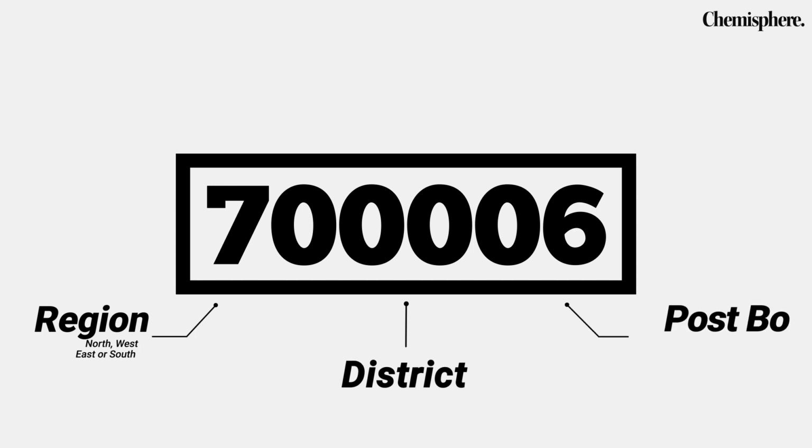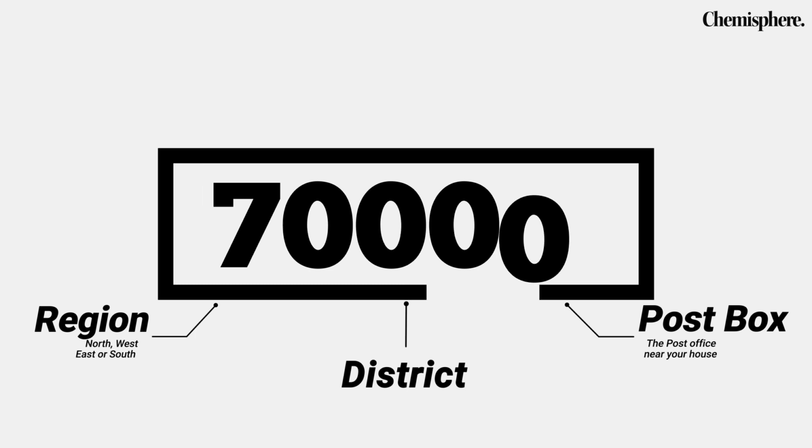Now, this set of numbers actually means three different things. The first digit refers to the region of India, the next two digits refer to the district, and the last three digits refer to the post office which is near your house. And that's how every letter reaches you without even first writing down the details of your address.